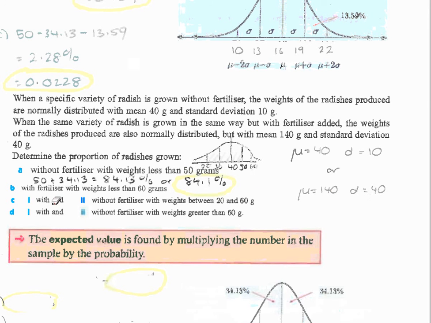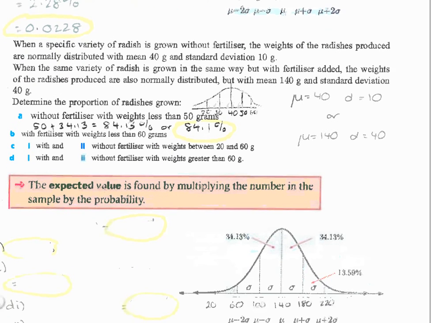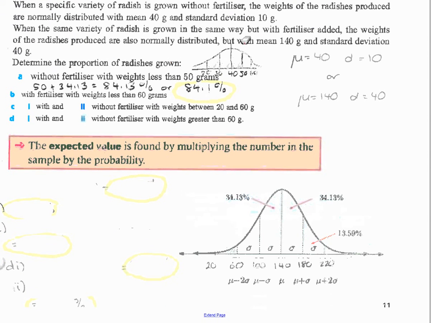less than 60 grams. Let's see, I might need to scroll down because I've got my answers further down here. So this is for the one without fertilizer. We can use this for the one with fertilizer if you like. With fertilizer, the mean was 140 and the standard deviation is 40. So the mean plus 1 standard deviation is 180. Mean plus 2 standard deviations is 220 because we're going up by 40. Mean minus 1 standard deviation is 100. Mean minus 2 standard deviations is 60, and so on. Then 20 down here. Okay, so you can fill those in.